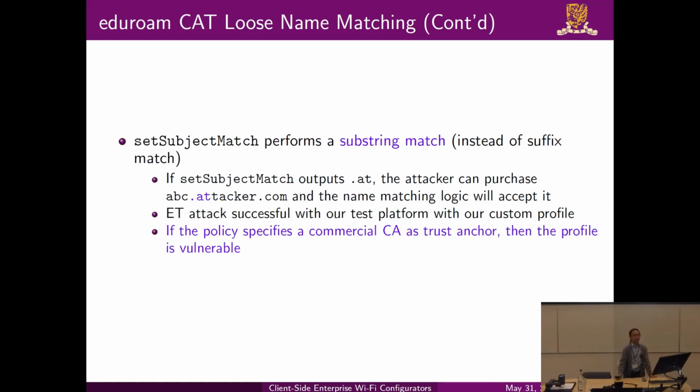But worst of all, we also realized that setSubjectMatch performs a substring match instead of a suffix match. This means that, for example, again, if the profile specifies .at, then I can purchase abc.attacker.com, and the name matching logic will still accept that. So, again, we target the same profile, and our attack is successful. For this attack, the profile just needs to specify a commercial CA as the trust anchor. So that's very powerful.